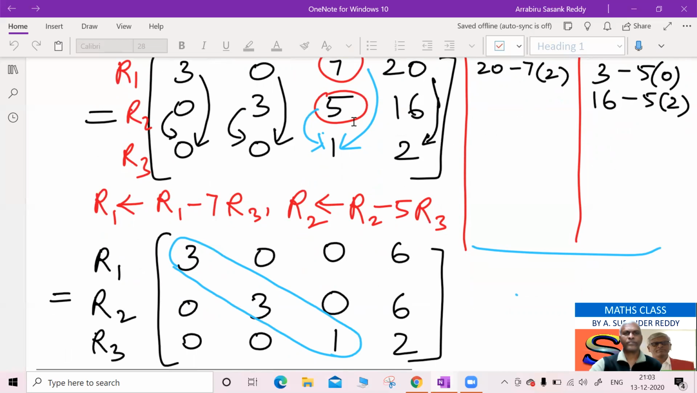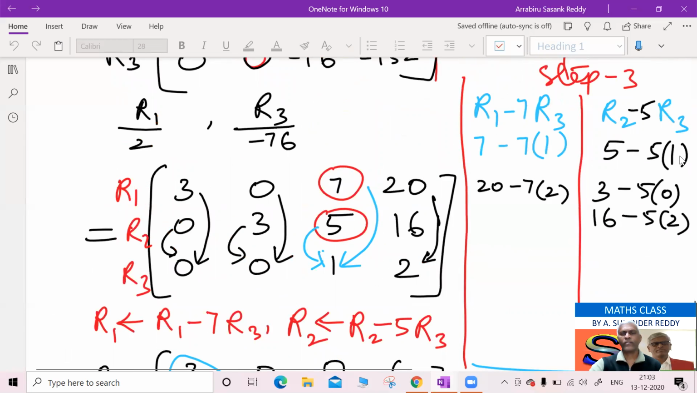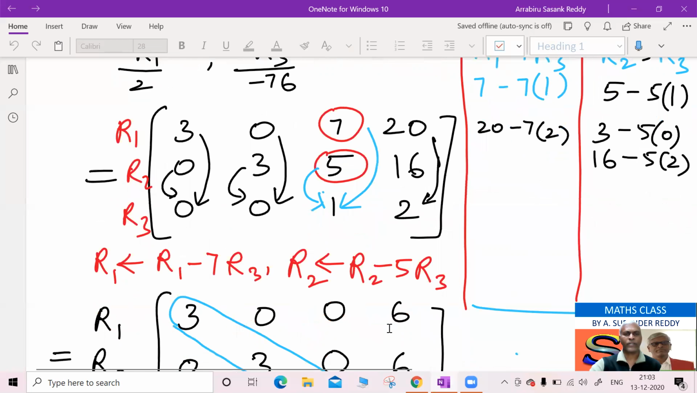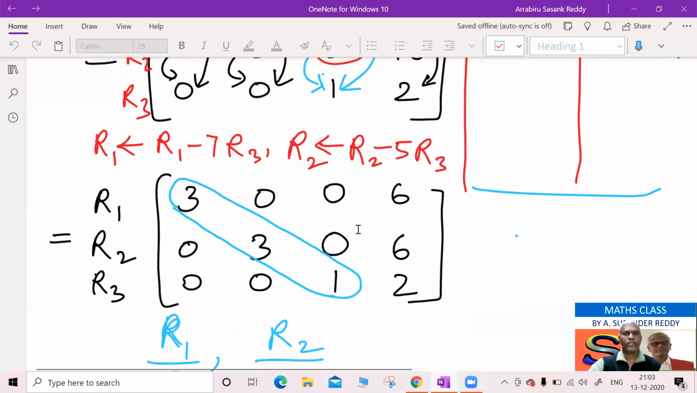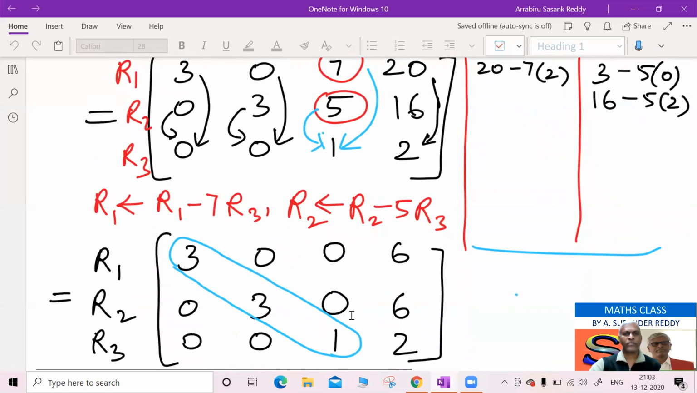And you have to make 5 also 0. You take 5 and 1. So 5, 1, make them equal. Multiply 1 with 5, 5 into 1 is 5. So subtracting, you get 0. R2 minus 5 R3 is the transformation for the second row. So in place of 5, you get 0. And apply the same formula for the other elements.